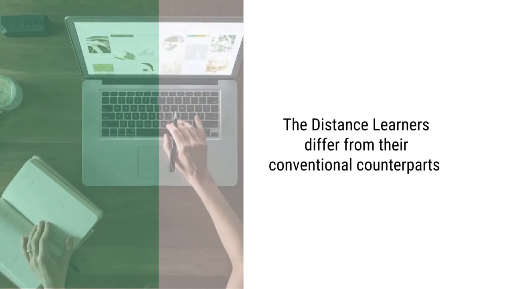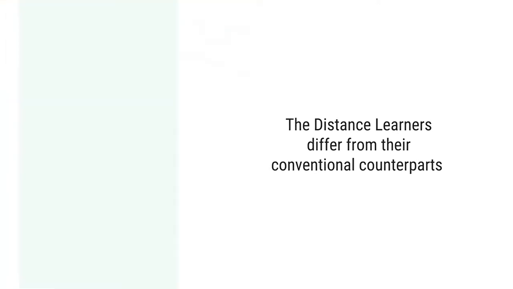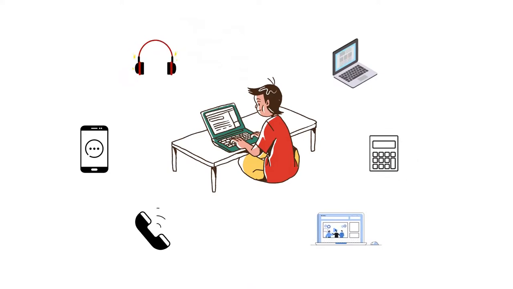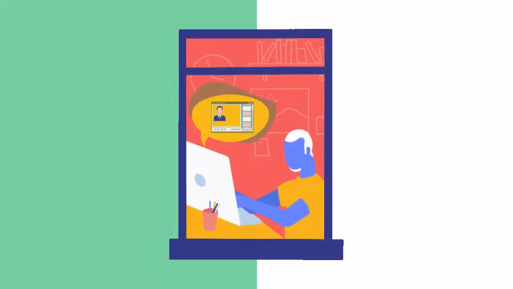Now we shall look at how the distance learners differ from their conventional counterparts. The ability to multitask is one feature that differentiates the distance learners from conventional learners. These learners manage their study and work simultaneously. They are not dependent on teachers. They are self-motivated and educate themselves with guidance from the academic counselors and teachers.